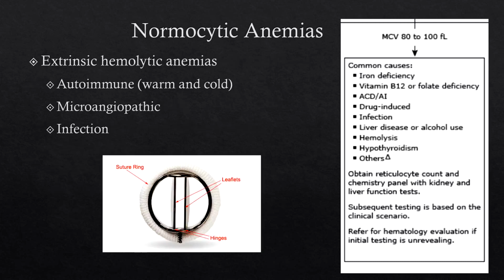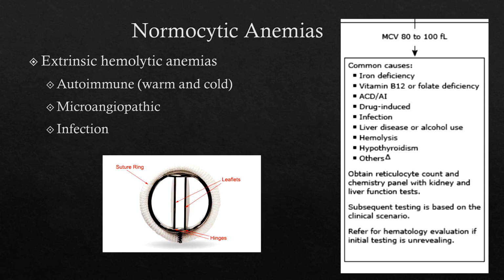Your extrinsic hemolytic anemias, one of the biggest is autoimmune hemolytic anemia, which can be broken down into warm and cold agglutinin hemolytic anemias. The microangiopathic hemolytic anemias, also known as the MAHAs, M-A-H-A. There's many types of these. One of the most common ones that we think of is DIC, or disseminated intravascular coagulation, where you basically get microclots which cause shearing of RBCs that pass by them.